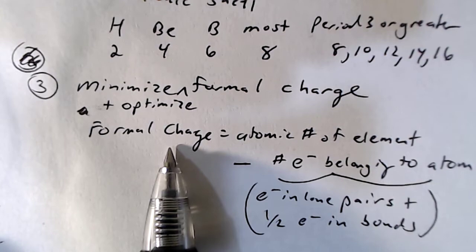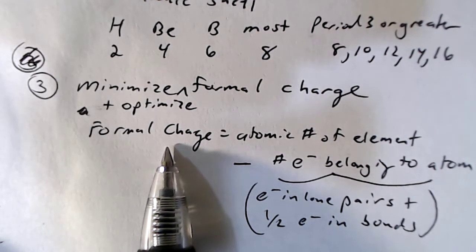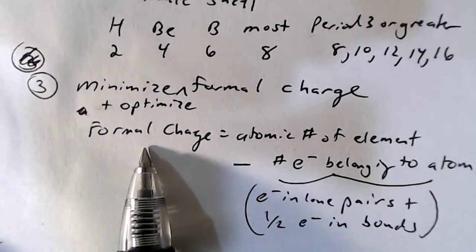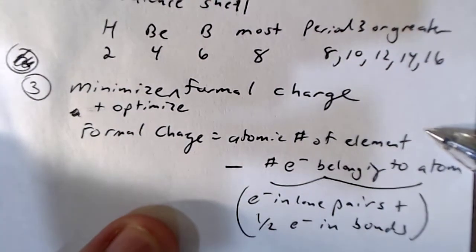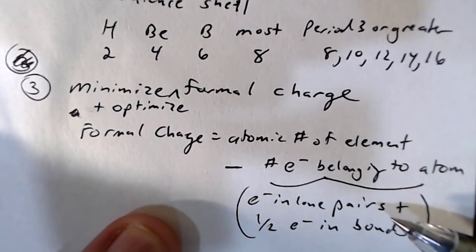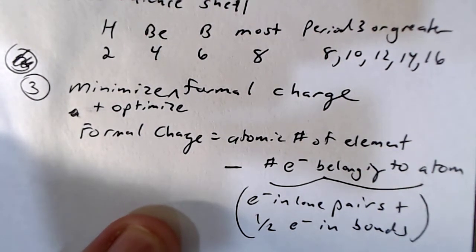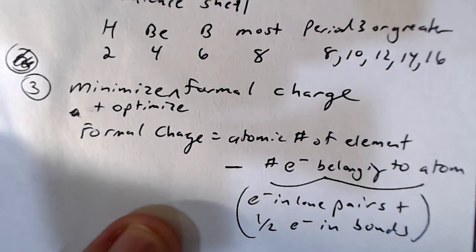To deal with all that, what we can first do is show the formal charges on each of our atoms, and then move them after that until we have the least formal charge. So what is formal charge? It is the atomic number of the element minus the number of total electrons belonging to that atom.